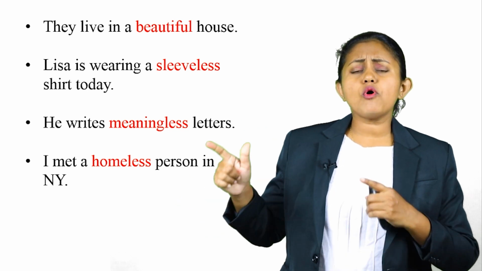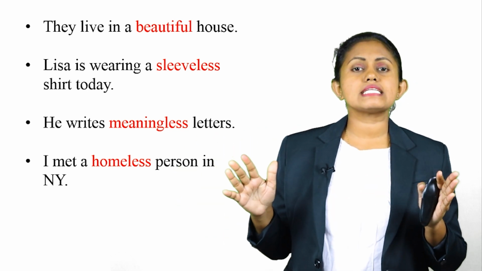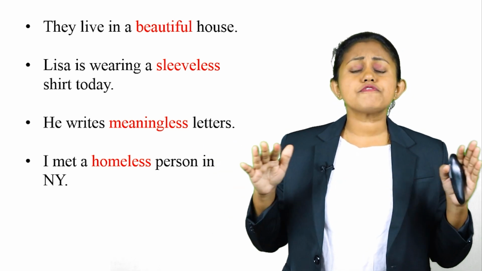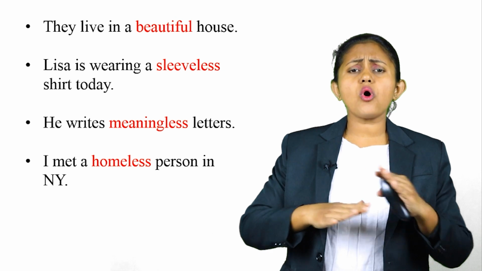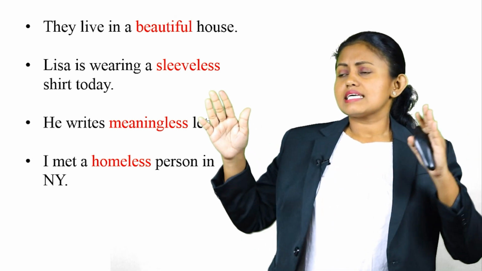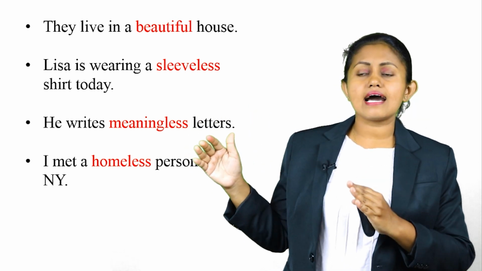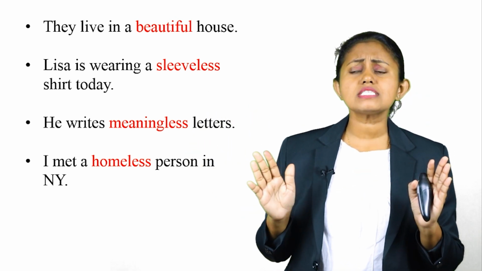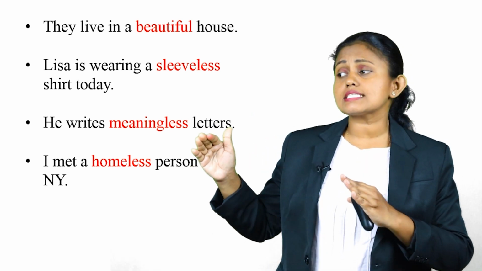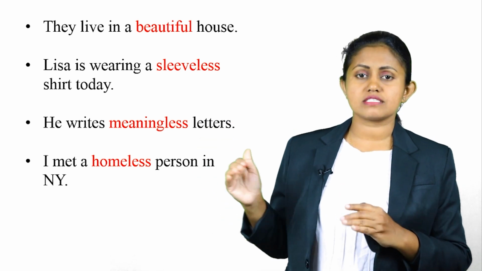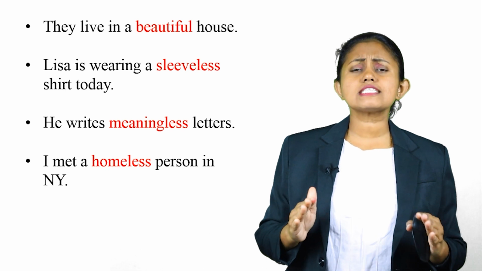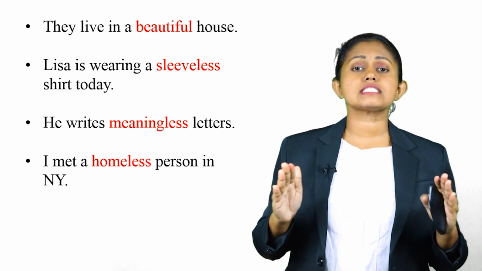So let's see some more examples using these adjectives in sentences. First example is, they live in a beautiful house. So it's not just a house, it's a beautiful house. In the second sentence, Lisa is wearing a sleeveless shirt today. So here Lisa's shirt is described by the adjective sleeveless. She is wearing a sleeveless shirt. It's not just a shirt, it's a sleeveless shirt.